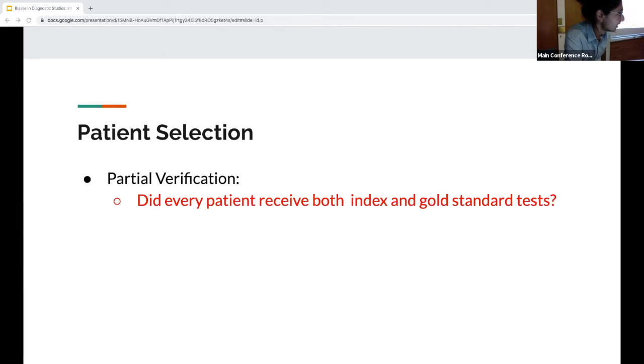Another example: say you have patients coming in with concern for stroke. If your index test is a facial droop, and the patients who get MRIs are the ones with a droop, obviously there are patients who don't have a facial droop who have strokes, but if they're not getting MRIs to diagnose them, there's going to be some level of workup bias for this specific group of patients.